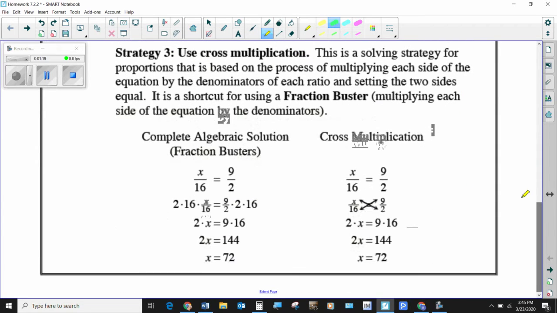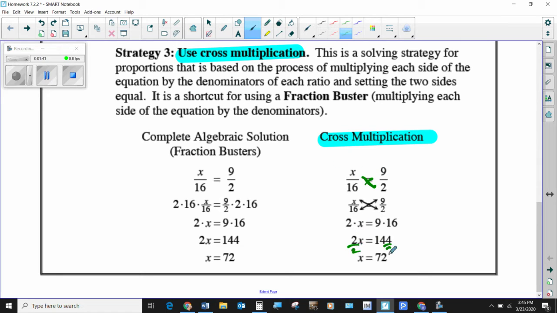The third process was fraction busters, or what I prefer as cross multiplication. This always works. I highly recommend people use this on a regular basis, where you just cross multiply. 2 times x is 2x. And 16 times 9 is 144. So in the end, you divide each side by 2 and you get your answer. So any of those techniques work. You just decide which works best for you.